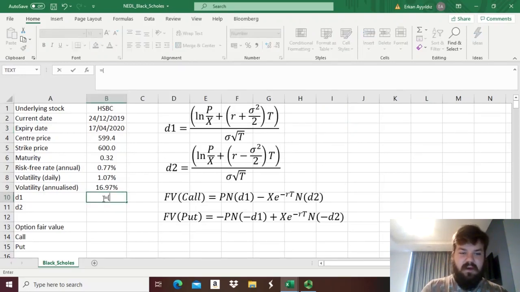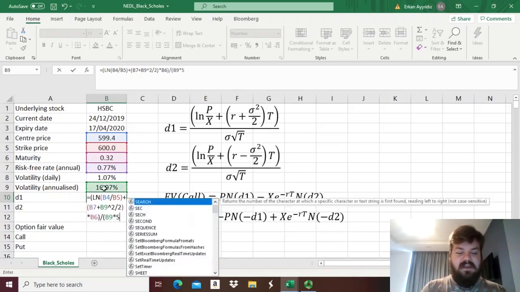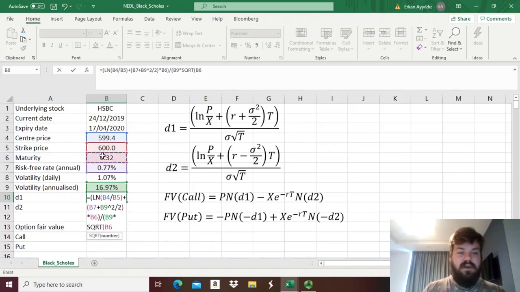So for D1, we open parentheses and first code the numerator. So natural logarithm of the center price divided by the strike price. And then we add another bracket: the annual risk-free rate plus the volatility, this is variance, so standard deviation squared, over 2 times maturity. And then we close the brackets, and that's our numerator. For the denominator, we need to divide by another bracket, which would consist of the annualized standard deviation times the square root of maturity.